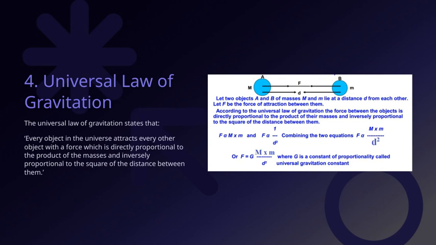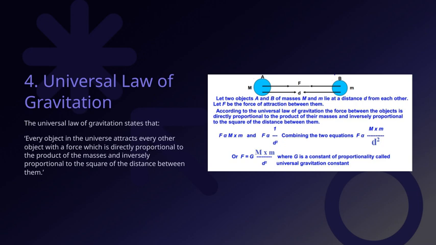So on this slide, we're looking at the universal law of gravitation. This law states that every object in the universe attracts every other object with a force. Now, what's really fascinating is how this force depends on two key factors. First, it's directly proportional to the product of the masses involved. That means, the bigger the objects, the stronger the gravitational pull between them. Second, it's inversely proportional to the square of the distance between these objects.